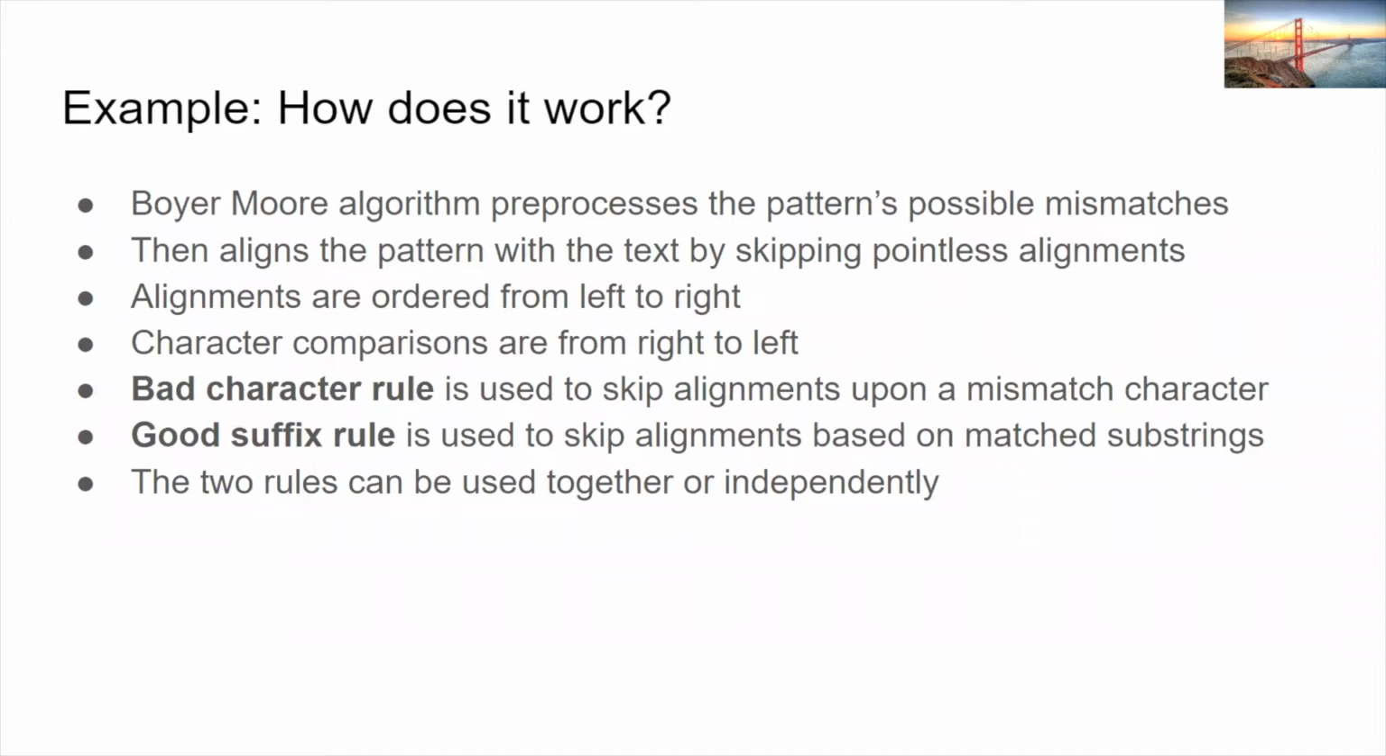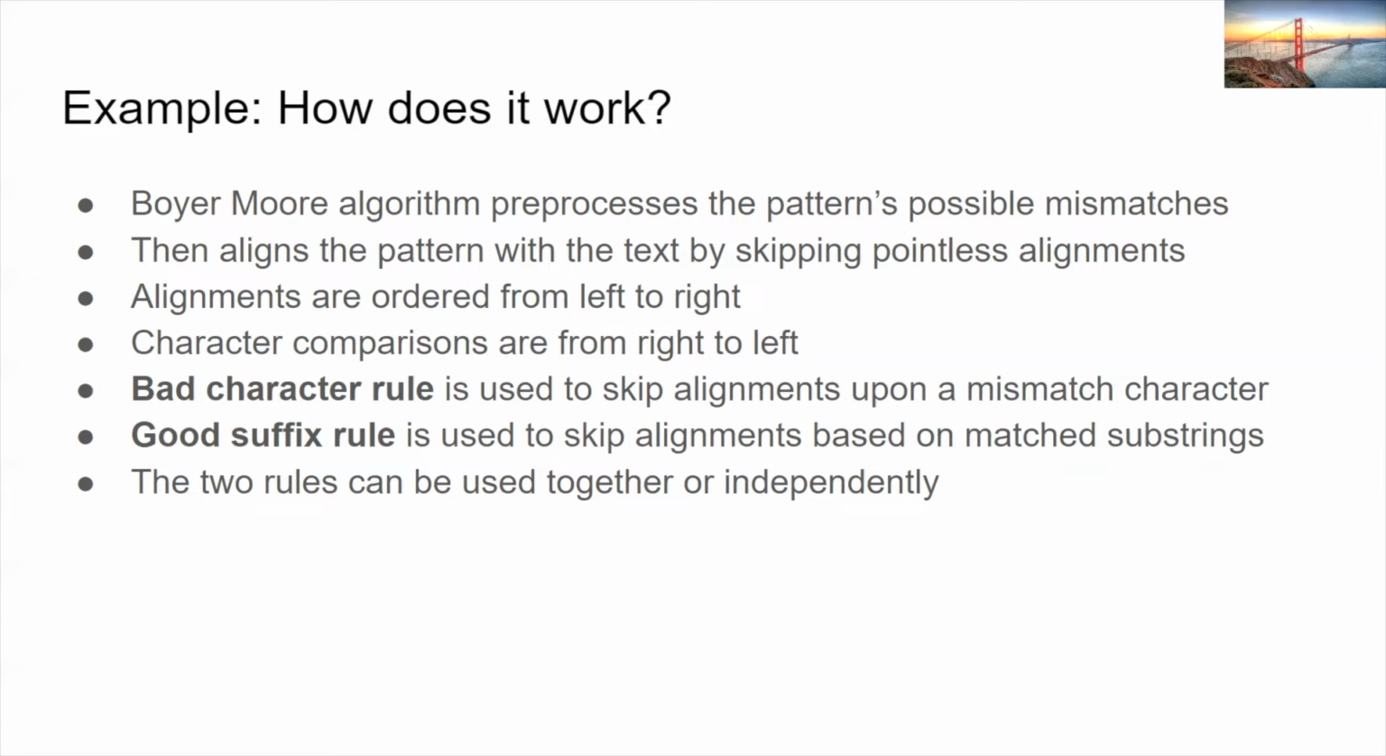So now let's talk about how the algorithm runs. The Boyer-Moore algorithm starts off by pre-processing the pattern by storing all of its possible mismatches in the lookup table. This is done so that when a mismatch is found, the algorithm knows exactly how many characters to shift right to create a new alignment with that mismatch character. The alignments are ordered from left to right, just like most other string matching algorithms. However, the character comparisons are actually ordered from right to left. This is because ordering from right to left allows us to skip a substring of mismatch alignments.